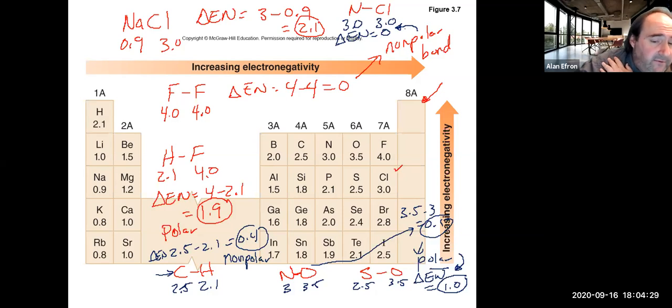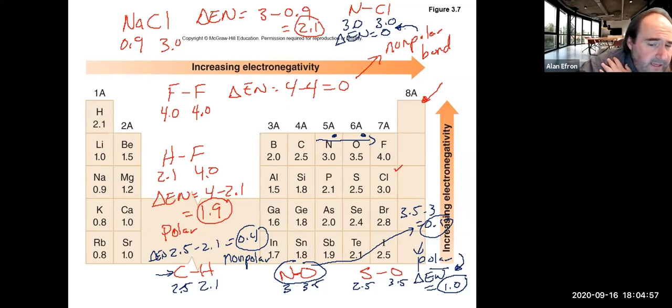Secondly, if you have two things that are in the same period, so for example, nitrogen and oxygen. Here's our nitrogen, here's our oxygen. If I didn't have the table, I know that oxygen is further to the right. And remember, as you go up and to the right on the periodic table, it's a pretty safe bet that oxygen would be more electronegative than nitrogen because they're in the same row or period.